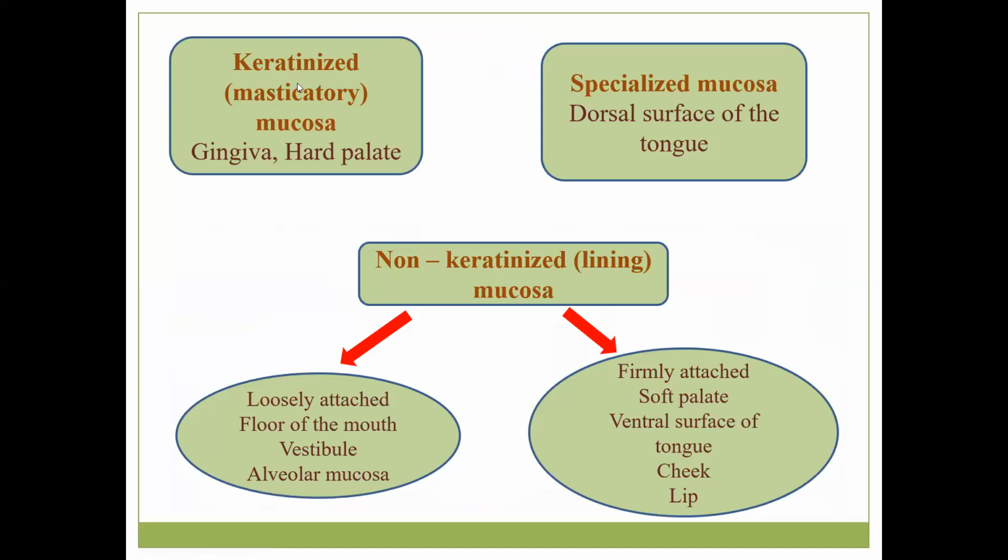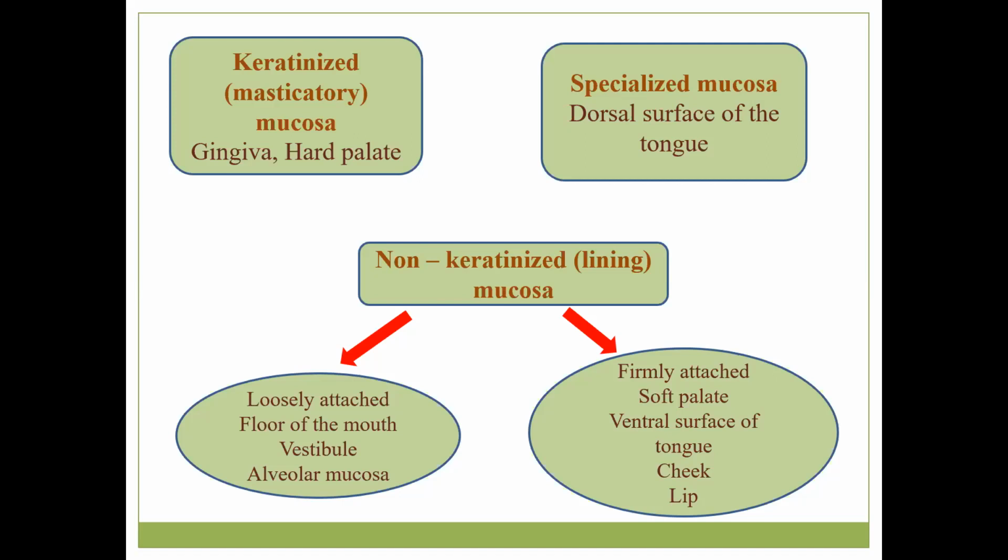This masticatory mucosa is the one which is keratinized. Because mastication is a process where you will encounter food or foreign material, your mucosa will be traumatized. Therefore, to protect the mucosa, the mucosal lining is keratinized. The place where keratinized masticatory mucosa will be found is the gingiva and the hard palate.